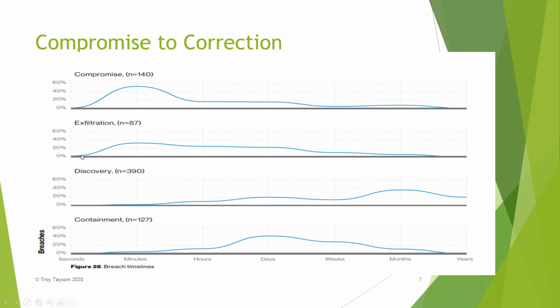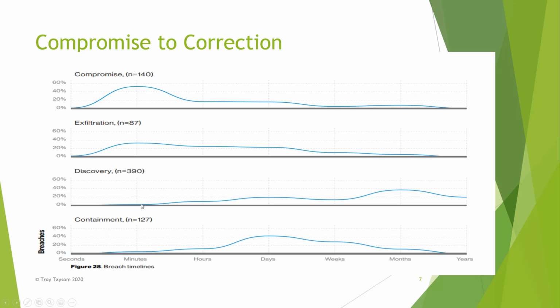Exfiltration, okay? How fast do they get out? Well, looks like probably 38, 39% of attacks are out in minutes. Another 20% are out in hours, and about the same, maybe a little bit less, in days. And then you see it going down. The majority of these attacks, the guys are out of your system within minutes.